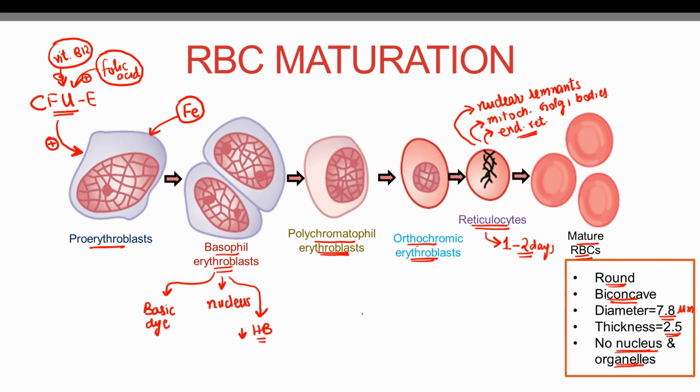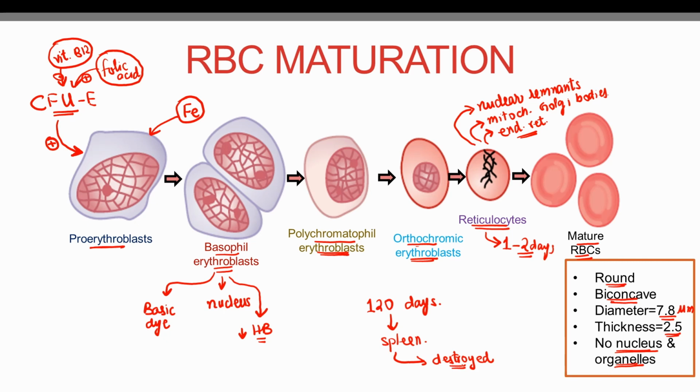hemoglobin. The lifespan of mature red blood cells is almost 120 days, after which they are sequestered in the spleen and they are destroyed, and the iron present in the hemoglobin is returned to the bone marrow, and newly formed red blood cells take their place in the blood.